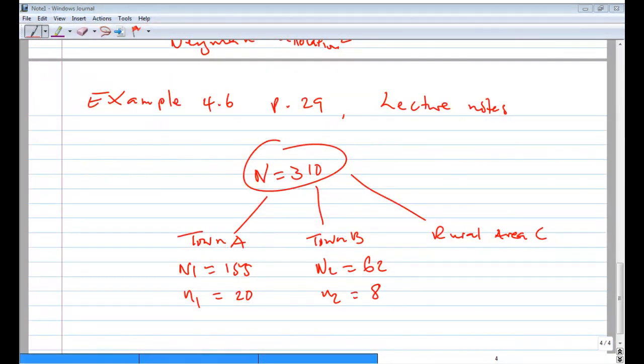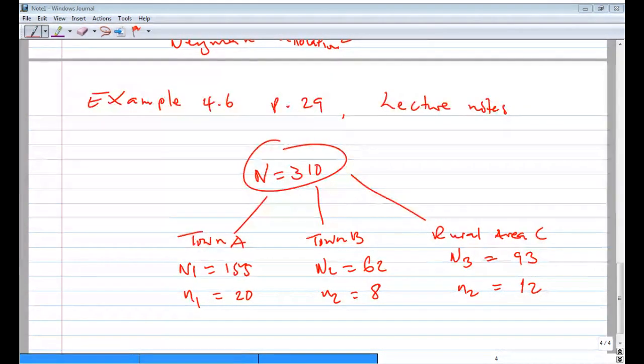Okay. Then coming to rural area C, the population size for rural area C, N3, is 93. So the sample size for rural area C is 12. Okay. These are the information that are given.